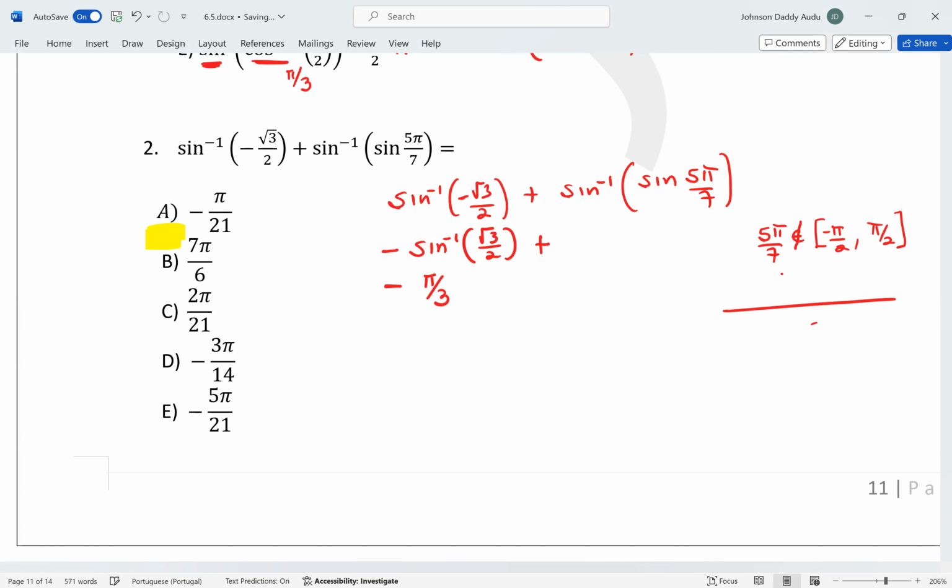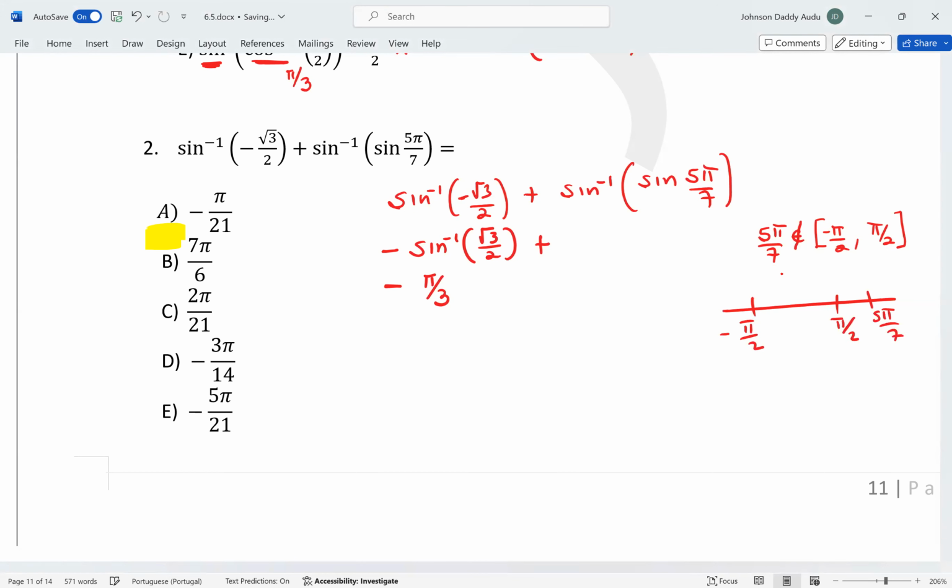So if you have pi over 2 and minus pi over 2, definitely 5 pi over 7 is going to be somewhere here. So it's not inside. So it means you have to use reference. But if you look at this, this is 5 pi over 7. So 5 pi over 7 is going to be in which quadrant? It is in the second quadrant, in quadrant 2, because 5 over 7 is less than 1.